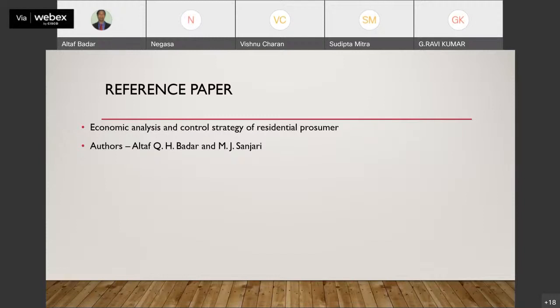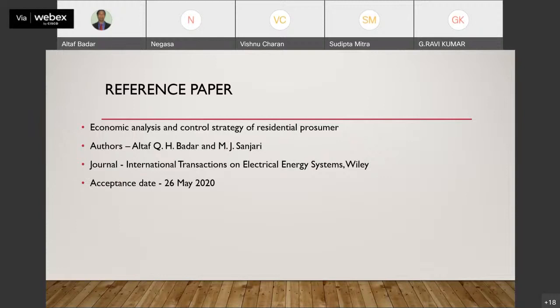And then this particular paper was published in International Transactions on Electrical Energy Systems, which is a SCI listed journal by Wiley, and the acceptance date was 26th May 2020. So that means it is not an old paper.